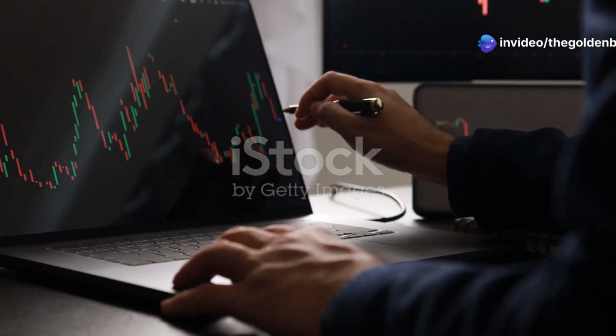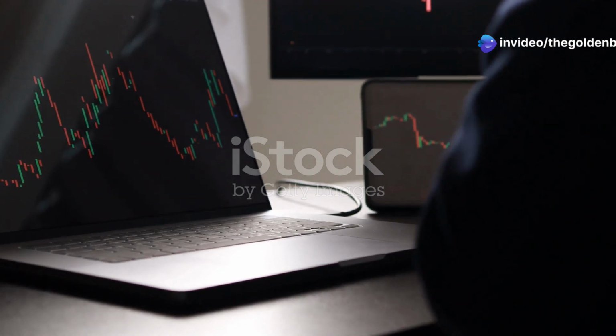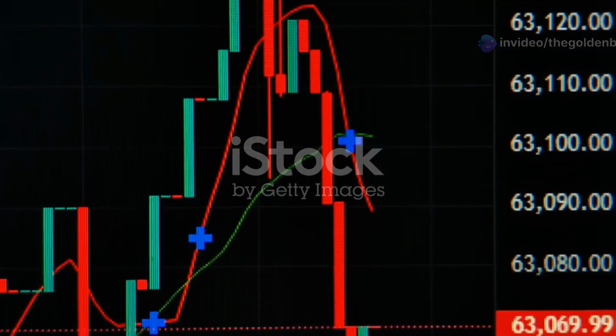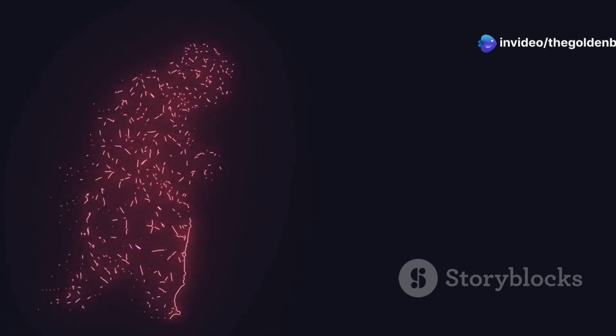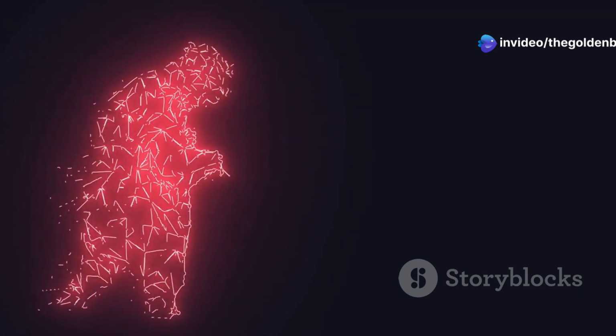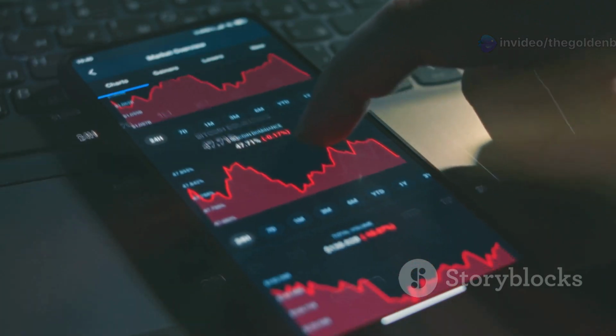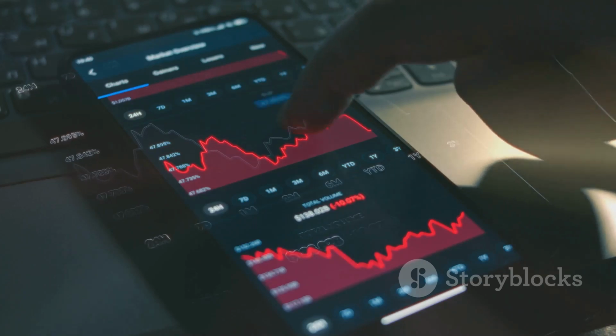You might think, great, I'll just buy at support and sell at resistance. But it's not that simple. These levels can and do break, especially in strong trends. In a powerful uptrend, resistance can be shattered as buyers overwhelm sellers. In a strong downtrend, support can collapse, trapping buyers in losing trades. This is called a breakout or breakdown, and it's a common trap for new traders.